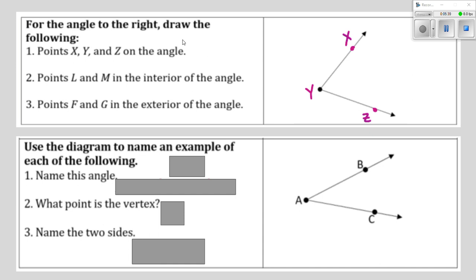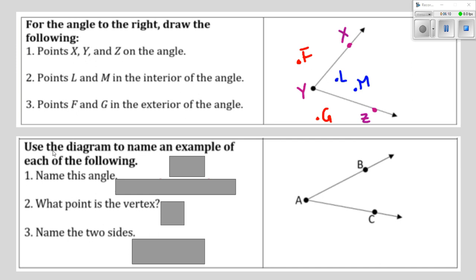For the next one, L and M, interior. That means the interior portion of the angle. So imagine this was Pac-Man's mouth. If he's eating all the little pellets, it would be inside his mouth. So L and M are inside the interior of the angle. For F and G, it would be outside the backside of the angle. So F and G are at the exterior of the angle.